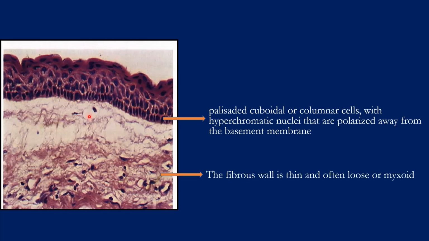The fibrous wall is thin and often loose in appearance, and sometimes even myxoid. Here you can also appreciate in this image the corrugated parakeratinized layer on the top, which I was talking about. Yes, this appearance is corrugated, and you can clearly see that the remnants of nuclei are present in the keratin. That makes it a parakeratinized cyst.